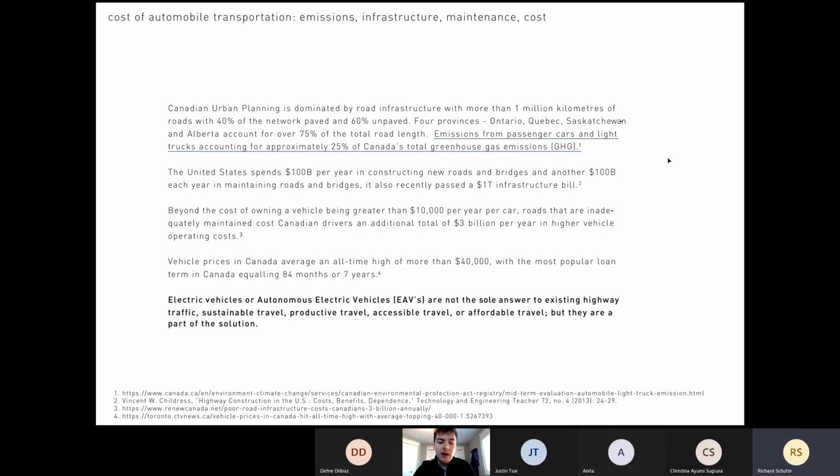Vehicle prices in Canada average an all-time high at more than $40,000, with the most popular loan term in Canada equaling 84 months or 7 years. This means by the time you're finished paying off your car, you might need a new one. Electric vehicles and autonomous electric vehicles are often seen as the response to traffic and to vehicle emissions. But these are not the sole answer to existing highway traffic, sustainable travel, productive travel, accessible travel, or affordable travel. But they are part of the solution.